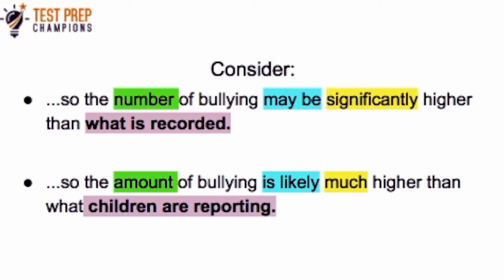Okay, so here's something to consider, all right? The writer said, so the number of bullying may be significantly higher than what is recorded. I would probably say, so the amount of bullying is likely much higher than what the children are reporting. All right, so that's just a change I would make to that one sentence here.